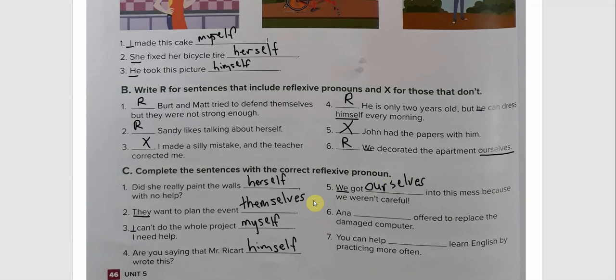Number 6, Anna blank offered to replace the damaged computer. So Anna is she, so it is herself. Anna herself offered to replace the damaged computer.